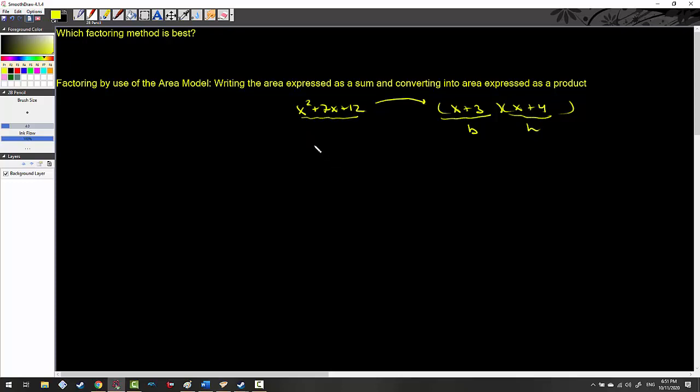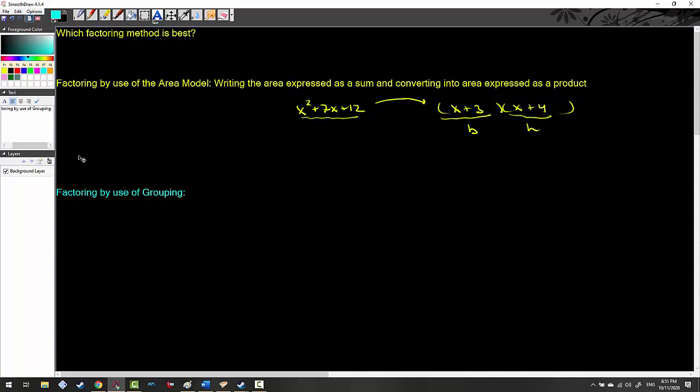And so that was the first and primary model that we were using, and dominantly what I expected to see on the last quiz. But then we started introducing other methods. The next one, and I'll do this one in blue here, was factoring by use of grouping.